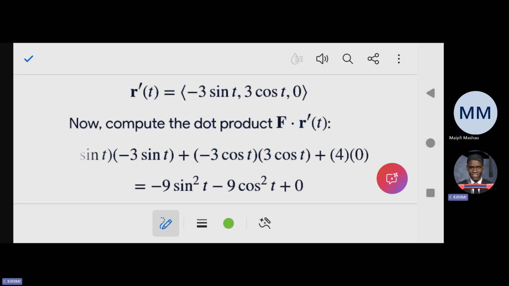And here, what are we solving? We are solving this one. The first component of F, which is 3 what? For F, we say it's 3 cos what? Cos t. Yes, 3 cos t.